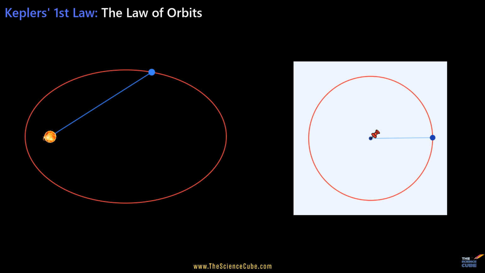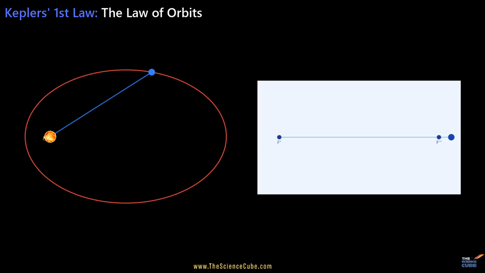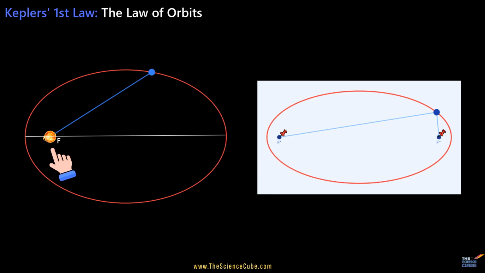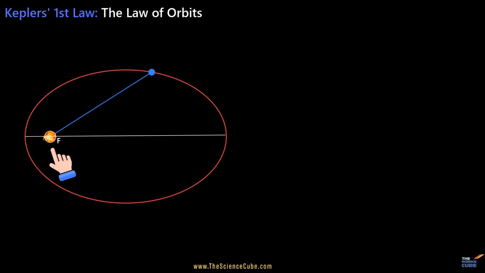Now, to draw an ellipse, you need to place two pins instead of one. Tie the ends of a string to these two pins, keep the string taut with a pencil, and then move the pencil around while keeping the string stretched. The path traced by the pencil is an ellipse, and these two points are called the focal points of the ellipse. And here you can see that the sun sits at one of the focal points of the ellipse, although many people mistakenly think that the sun sits at the center of the orbit.